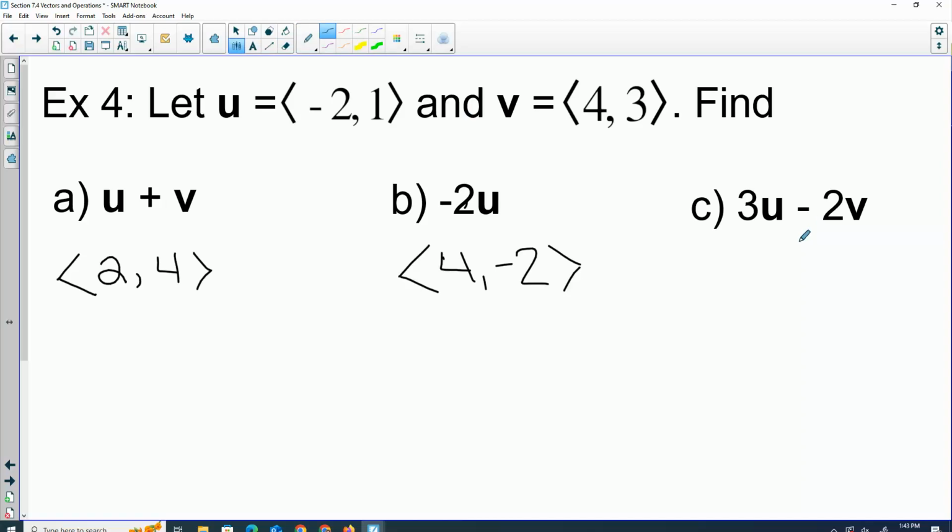All right, C, we have to do 2 steps. 3u, so we take everything in u times 3. That'd be negative 6, 3. Minus 2v, I'm taking everything in v times 2, so 8, 6. And now I'm just subtracting. Negative 6 minus 8 is negative 14. 3 minus 6, negative 3. Any questions for me there?